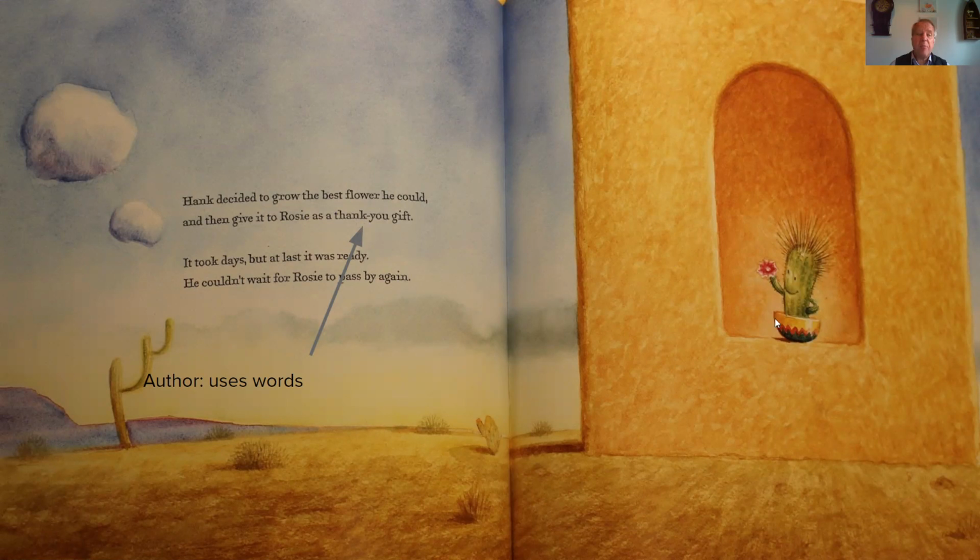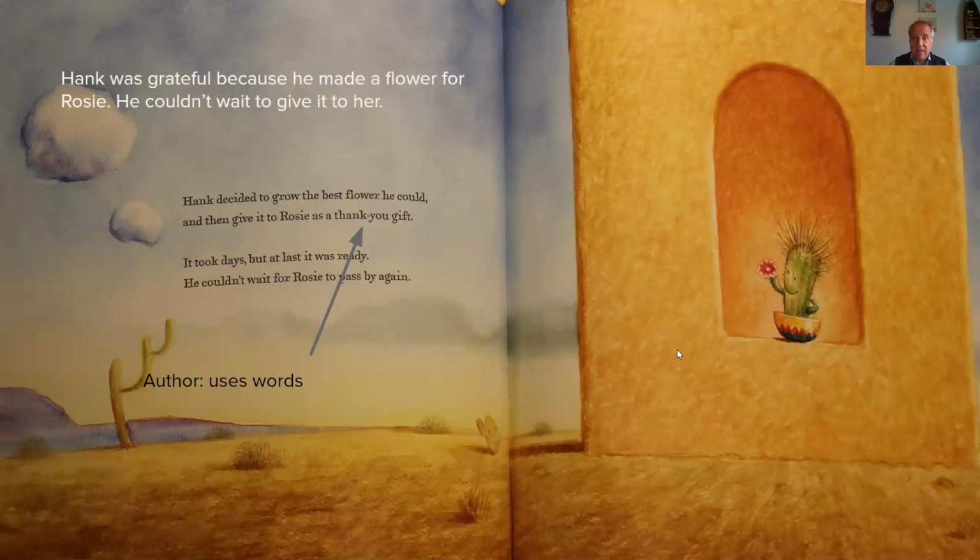Now we could see he's happy, but there's a little more to that. There's something, a characteristic that would be a little more detailed than just saying that he's happy. He's grateful, all right? Looking at that evidence that the author provided for us, we could say Hank was grateful because he made a flower for Rosie. He couldn't wait to give it to her.